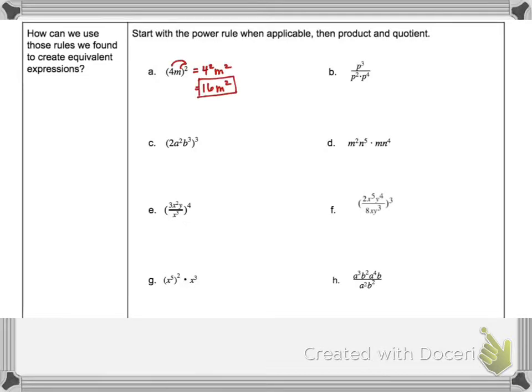So here you distributed with the power rule, that squared, into both the 4 and the m. Make sure 4 squared is 16, not 8. It's not 4 times 2, it's 4 squared.